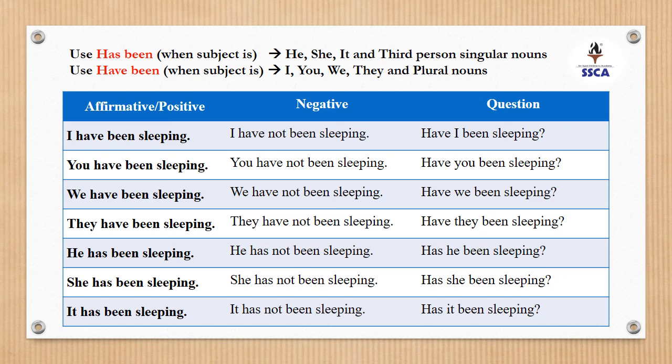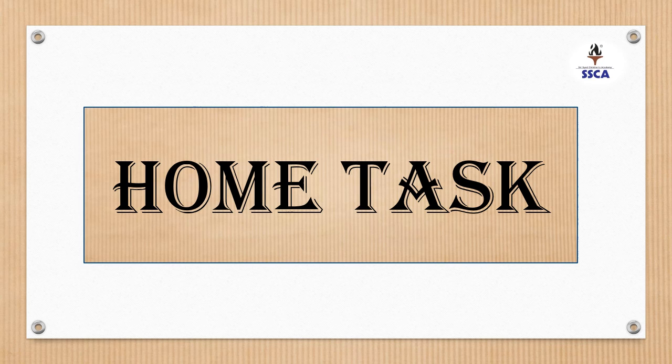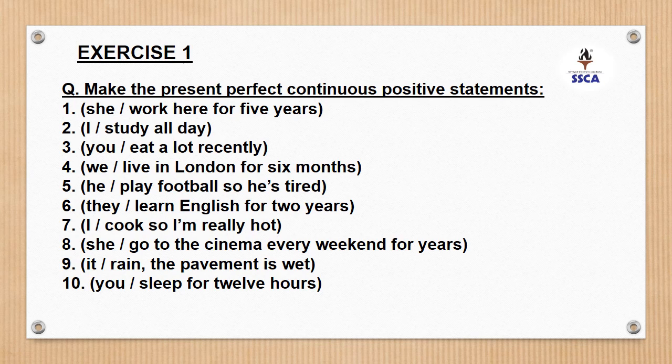Now let's move toward your home task. This home task will be done in your copy or register. To do that, first you will copy the whole exercise in your register and then you will write answers to all the sentences included in the exercise. Here in exercise 1, you will make the present perfect continuous positive statements of all the given sentences. First, write down the sentences in your copy and then make the positive statements of each of the following 10 sentences.